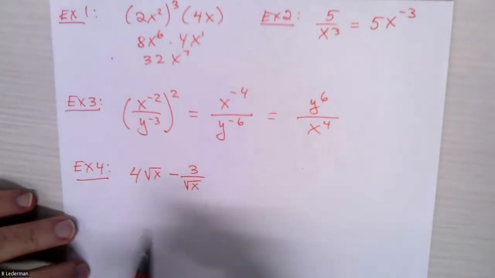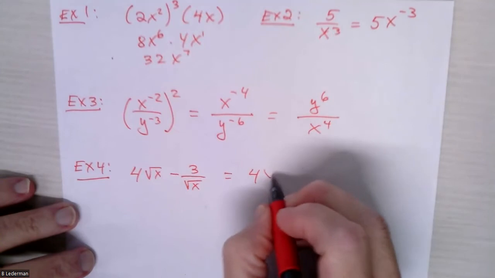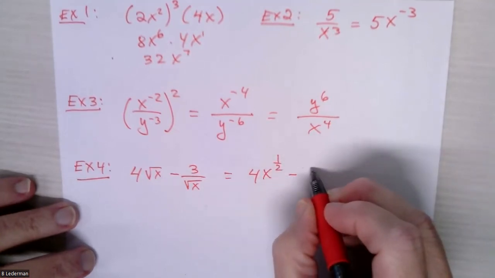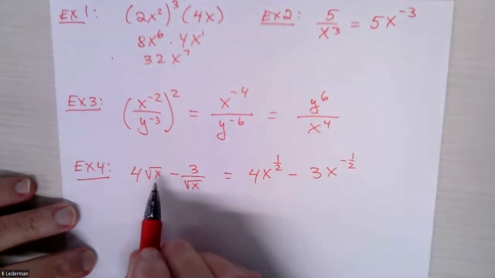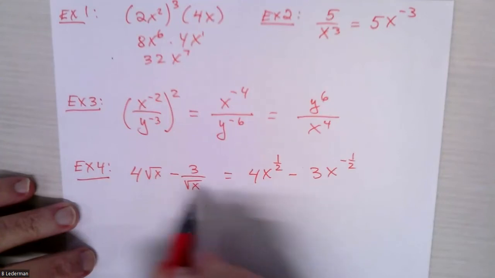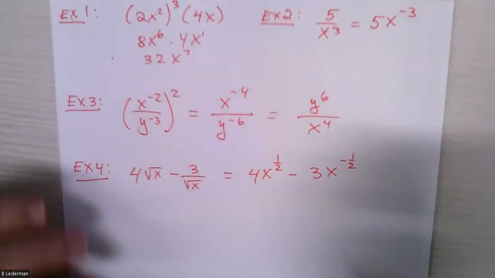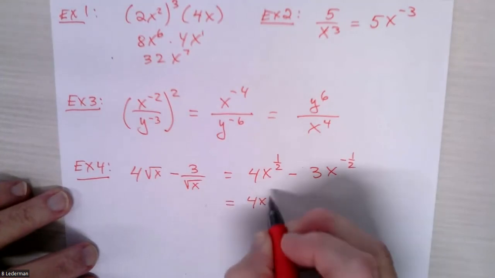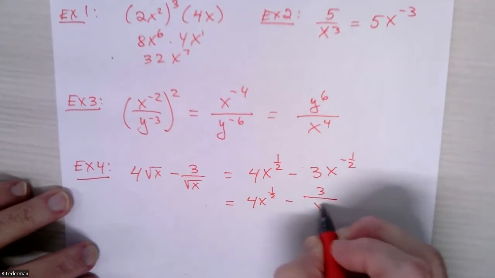Let's rewrite this using exponents. So this is just going to be 4x to the 1/2 power minus 3x to the negative 1/2 power, because the square root is a 1/2 power, but if it's a reciprocal, it's negative 1/2 power. If I want to write this with positive exponents only, it'd be 4x to the 1/2 minus 3 over x to the 1/2.